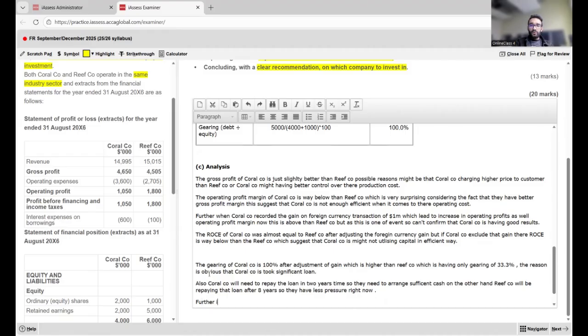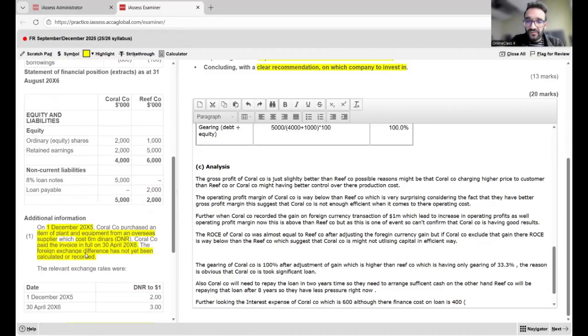Further, looking at the interest expense of Coralco, which is 600, although their finance cost on loan is 400. You can do the calculation and this will give you additional marks. How we have calculated this? 5,000 loan into 8%.